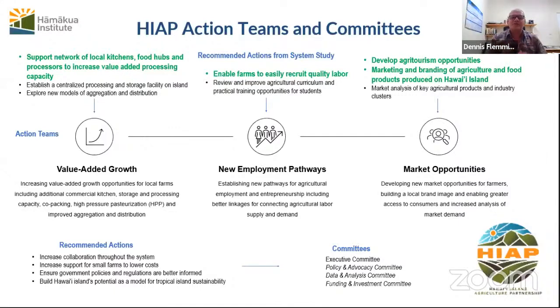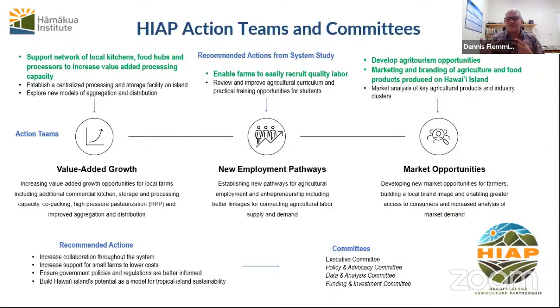So those are some of the opportunities. What I've highlighted in green are ones that might be of interest within Hamakua and also coincide with a number of the community actions that are already in the CDP.